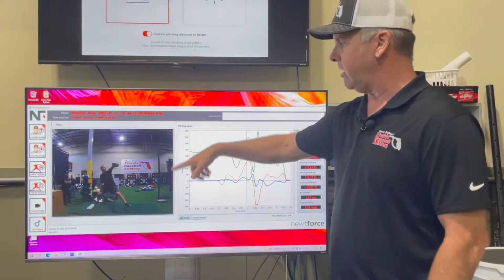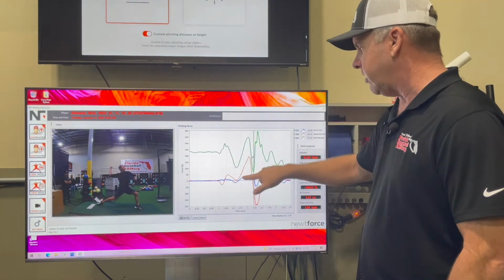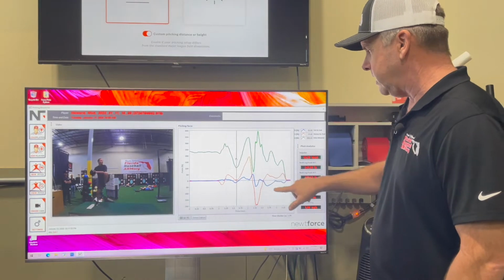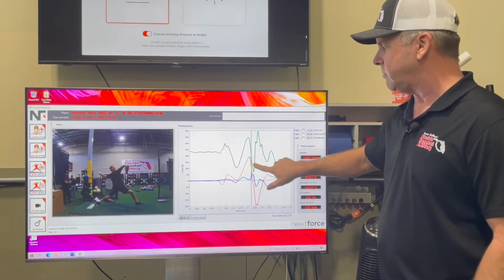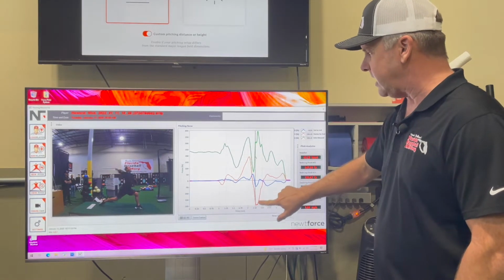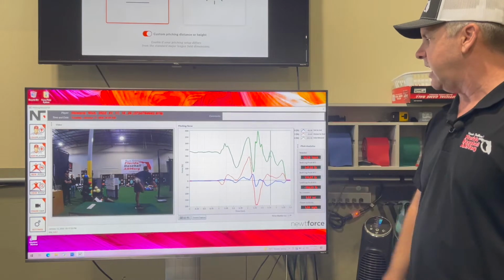Here we have Nick Howard, he's with the Reds. The green line is how hard you're pushing into the ground. The red line is forward and back force. When it's on the back leg, it's above the zero line, it's positive. When it's on the front leg, it's negative. And you can see we have force and time going here. The blue line is the side-to-side wobble.